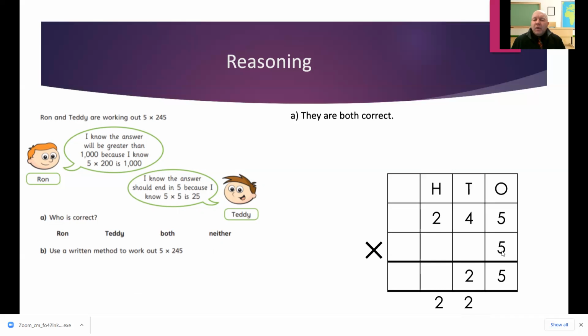And then finally, we're going to do 5 times the 2 hundreds. So 5 times 2 is 10 hundreds, plus the 2 that we've got here. That gives us 12 hundreds. So 2 in the hundreds column and 1 in the thousands column. We've got a final answer of 1,225. So Ron is correct. The answer is bigger than 1,000. So they're both correct. Well done if you spotted that.